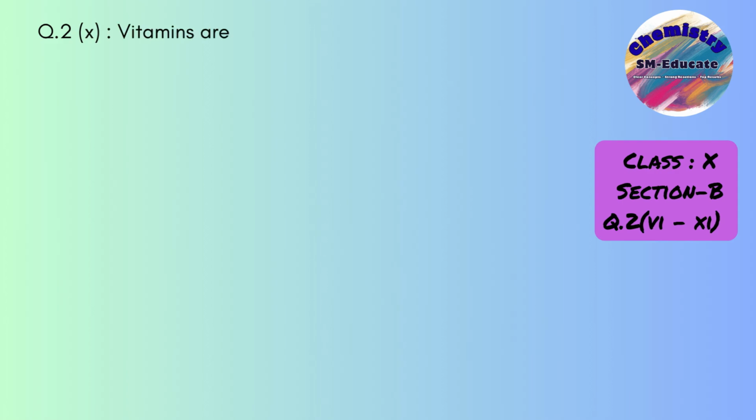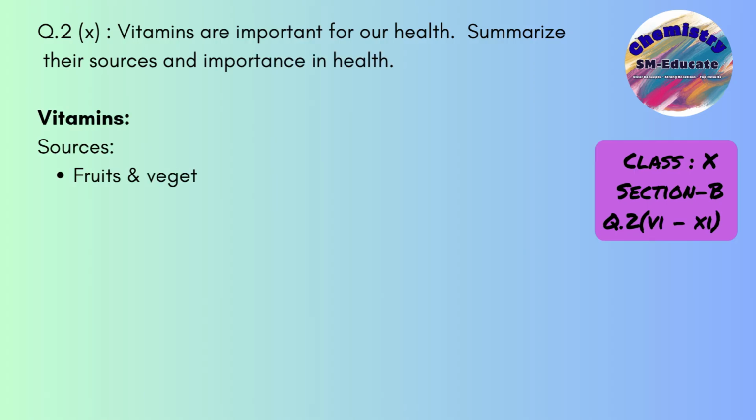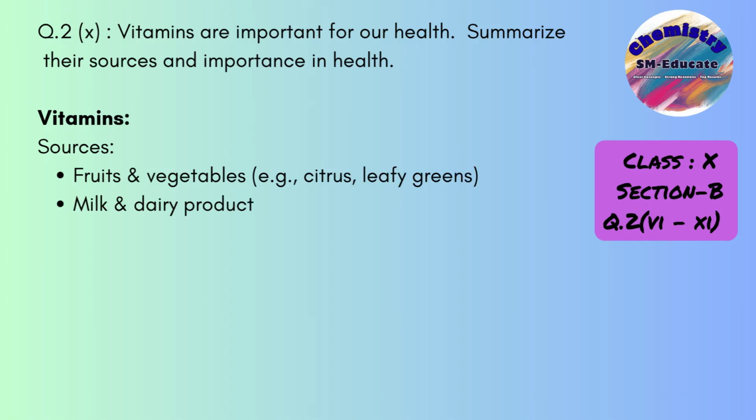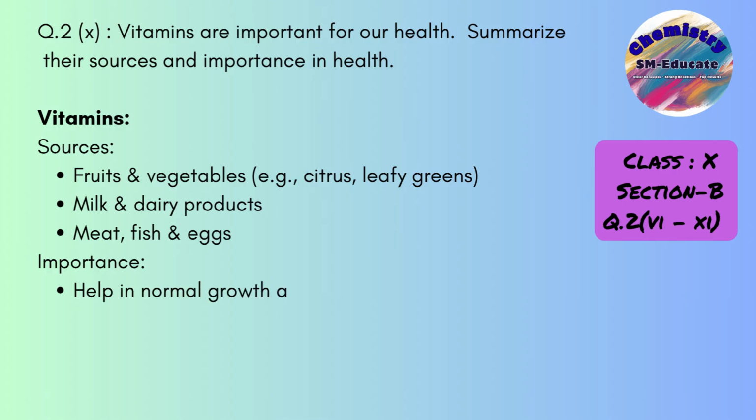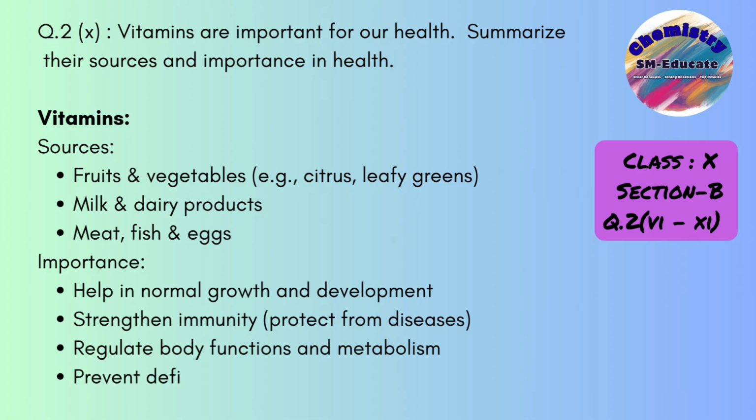Question 2, Part 10. Vitamins are important for our health. Summarize their sources and importance in health. Sources of vitamins: fruits and vegetables, e.g., citrus, leafy greens, milk and dairy products. Meat, fish and eggs. Importance of vitamins: help in normal growth and development, strengthen immunity, protect from diseases, regulate body functions and metabolism. Prevent deficiency diseases, e.g., scurvy, rickets.